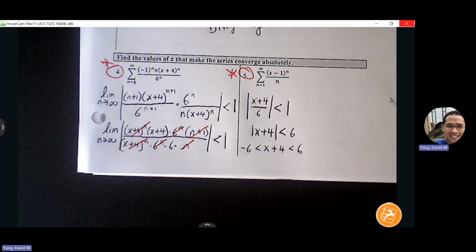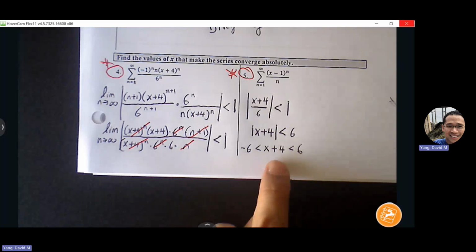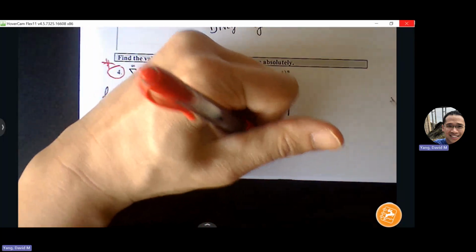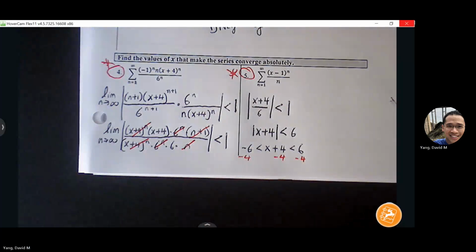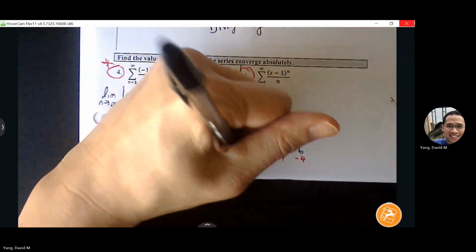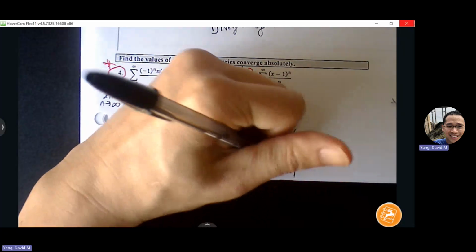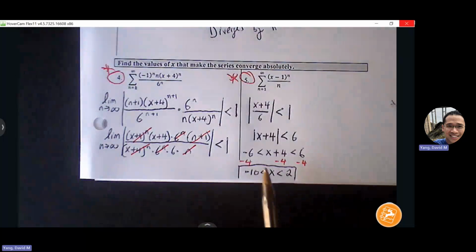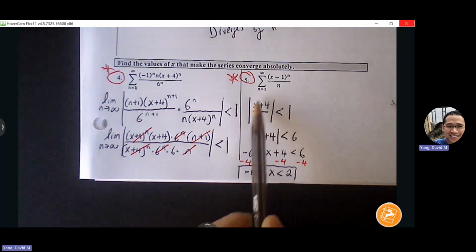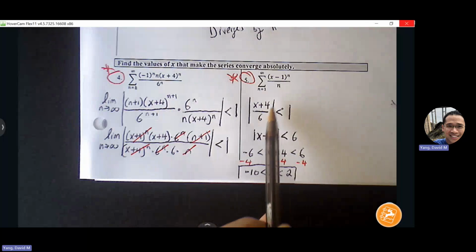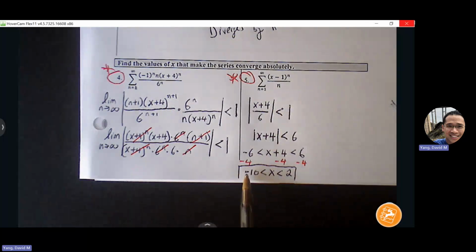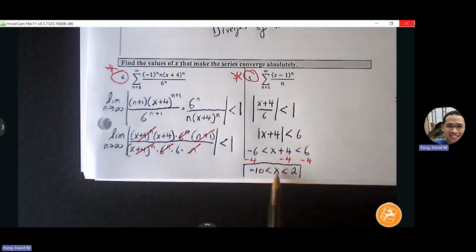And we just have to solve, get that x by itself. What could I do to every term here to get that x by itself? Subtract 4 from every side. So -10 is less than x is less than 2. So as long as x is between -10 and 2, we're going to safely be able to ensure that this series is going to be producing a value less than 1. And we can say for certain that our series will converge absolutely, or absolute convergence, when x is between -10 and 2.